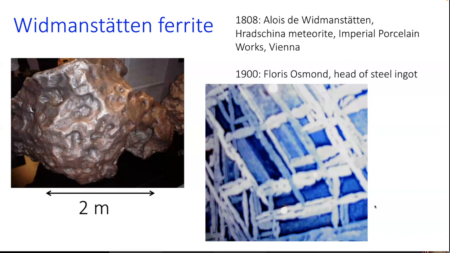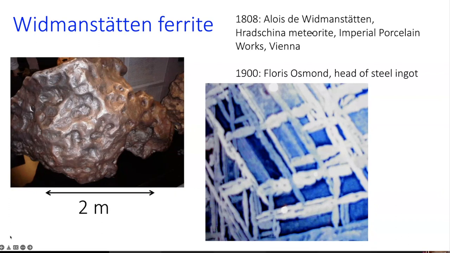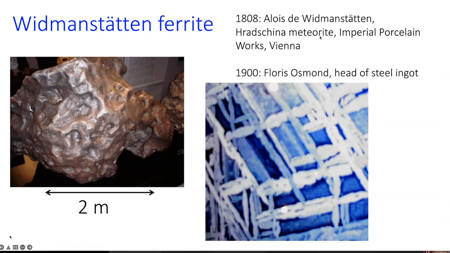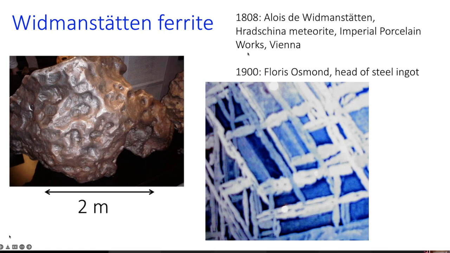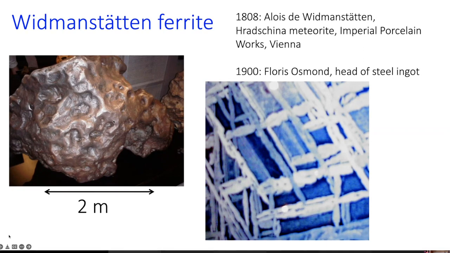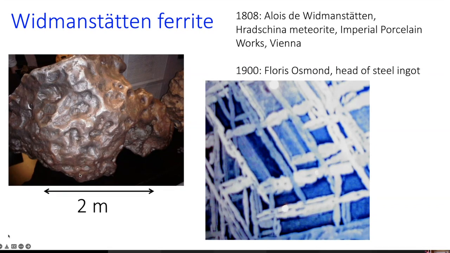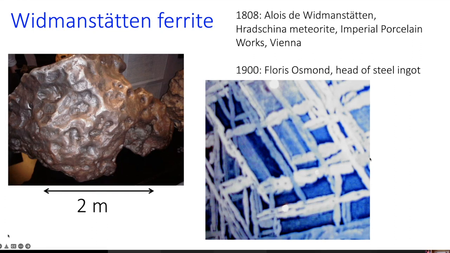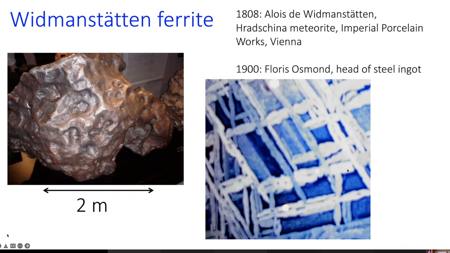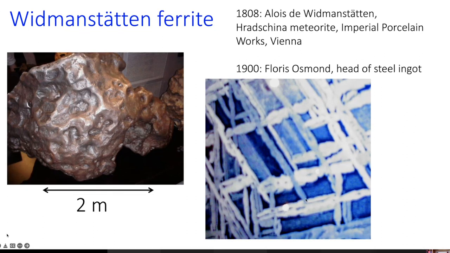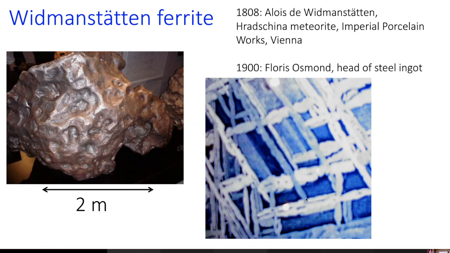And the origin of the term Widmanstätten ferrite comes from Alois von Widmanstätten, who was looking at this particular meteorite at the Imperial Porcelain Works in Vienna. And this is not the Radshina meteorite, but another one that I saw in the Smithsonian Museum in Washington. And this is what its structure looks like, this huge, massive. So this is, of course, a very coarse scale, very, very large plates, which seem to be arranged on the octahedral planes of the austenite.